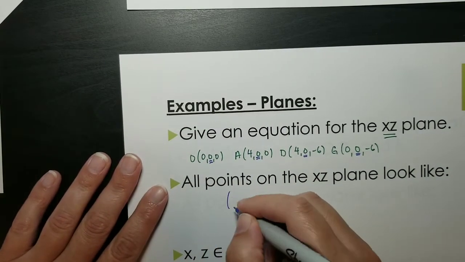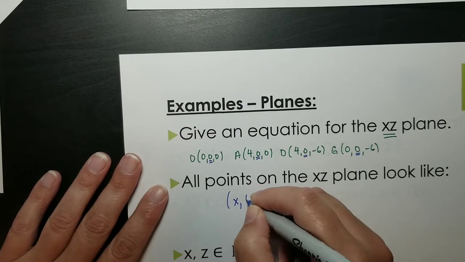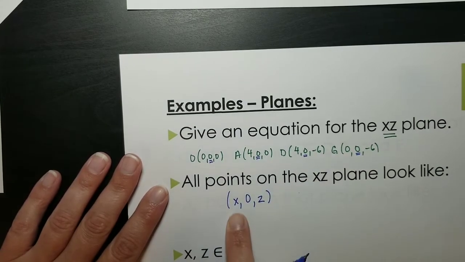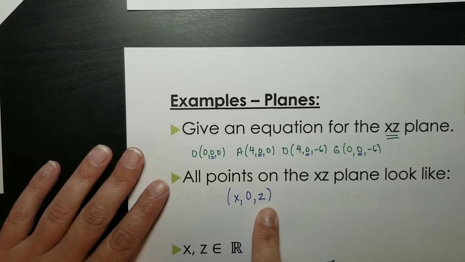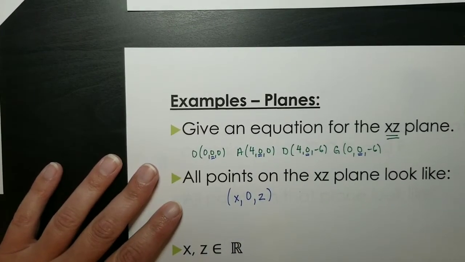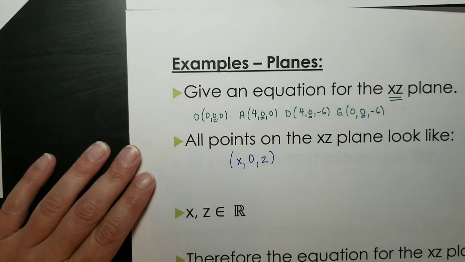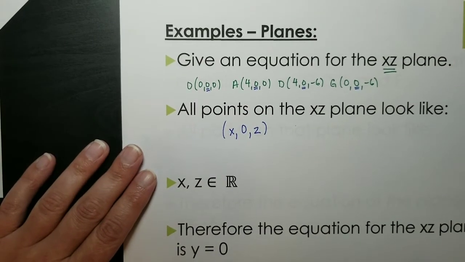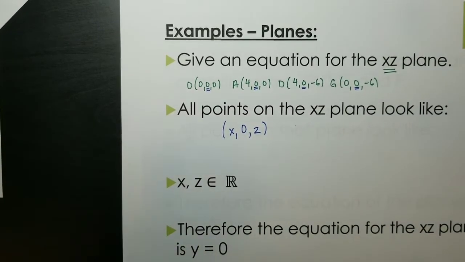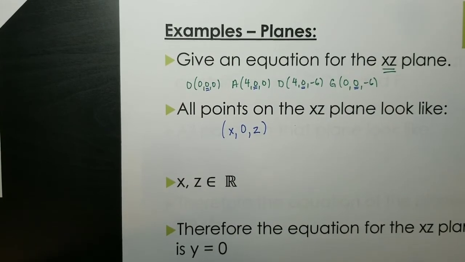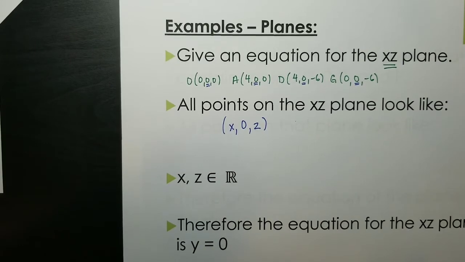So they are all going to be an X value, a 0, and a Z value, because you're moving in the X and Z directions, but you're not going in the Y direction. So all points on the XZ plane will be of that form. So X and Z are any real number, and the equation of this plane is just Y equals 0. Now, we are going to get way deeper into equations of planes in Unit 3. But for now, you will be expected to find the equation of a plane only if it is parallel to one of the 3 special planes, the XY, the YZ, or the XZ planes.